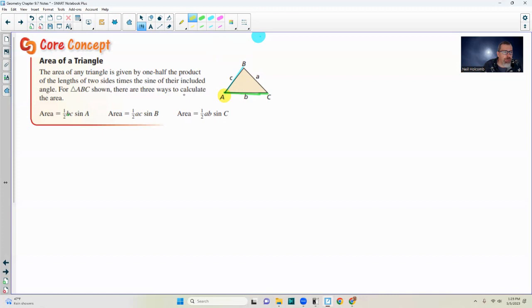And so it works the same. If you're looking for B, then it'd be 1/2 a times c sine B. For angle C, we would do 1/2 a times b times the sine of C. So it's the included angle and the 2 sides that form that angle, and you take half of it: the sine of the included angle times the 2 sides, divided by 2. So that's the area of a triangle formula. Let's take a look at it in an example.